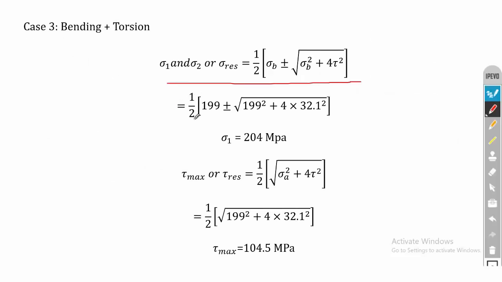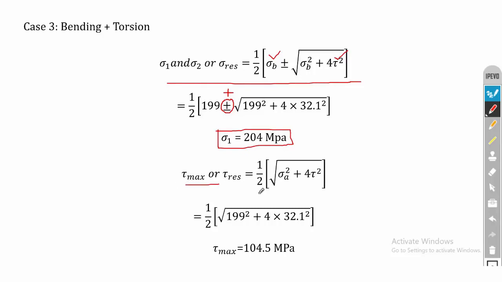Sigma 1 is equal to 1 by 2 of sigma b plus or minus root of sigma b square plus 4 tau square. We have calculated the values of sigma b and tau, so now you can substitute everything in this equation. Remember that to find sigma 1, here you have to use plus. If I put plus, then the final solution will be sigma 1 equal to 204 Newton per mm square, that is 204 megapascal.